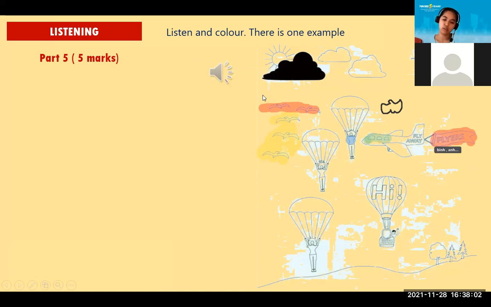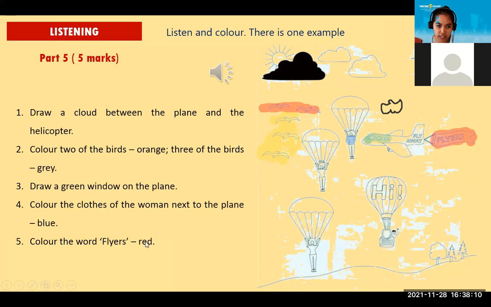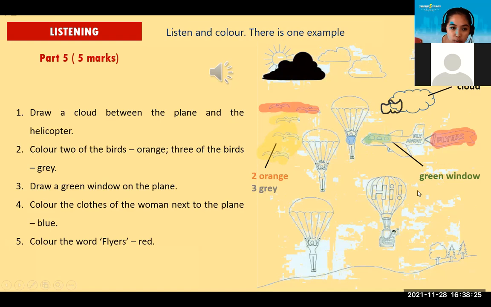OK, so would you like to check directly your answer or listen again? Check. Okay, so here we have number 1, you are correct, very good. Number 2, very good. Okay, number 3, draw a green window on the plane. Okay, and number 4 is blue, very good. Number 5 is red. For this one, you got 5/5. That's a great job, Bin.